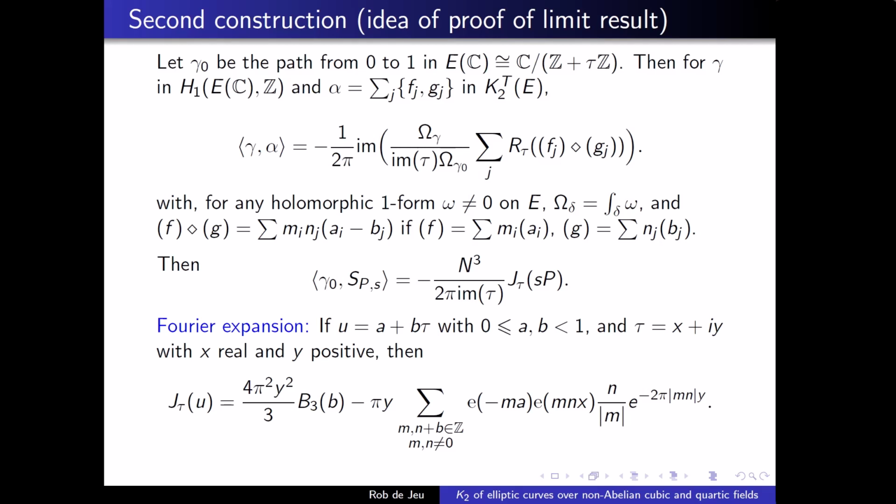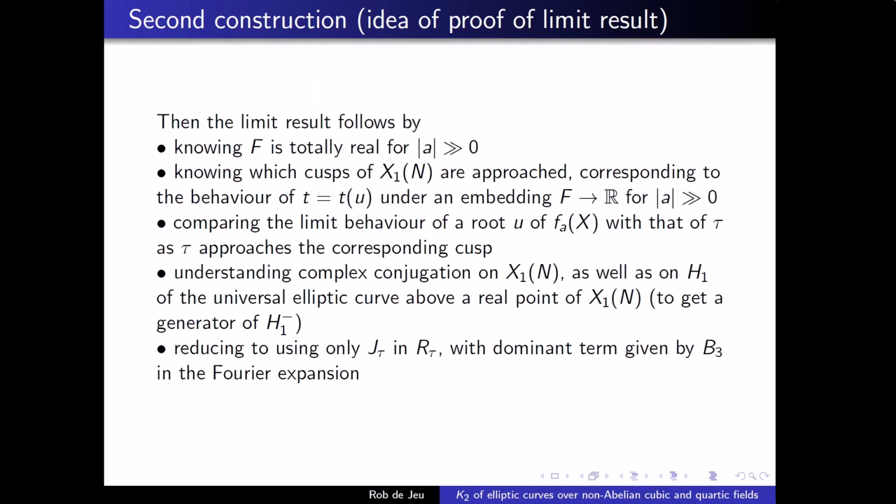Right? So I think I can try to summarize this a little bit: you need to know that that's totally real, so you can fairly easily at least describe the h1 minus of your elliptic curves. You have to know, if you take your roots and embedding, which cusp you're going to approach. And then, yeah, you have to understand complex conjugation everywhere. Okay, so that gives you this theorem.